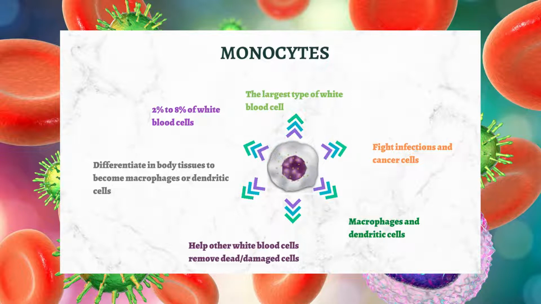Monocytes are the largest type of white blood cell. They make up 2 to 8% of the white blood cells. They fight certain infections and help other white blood cells, remove dead or damaged cells, and fight cancer cells. They differentiate in body tissues to become macrophages and dendritic cells.